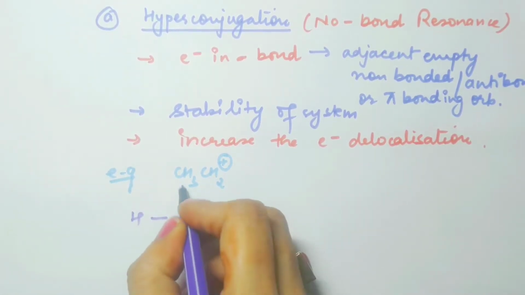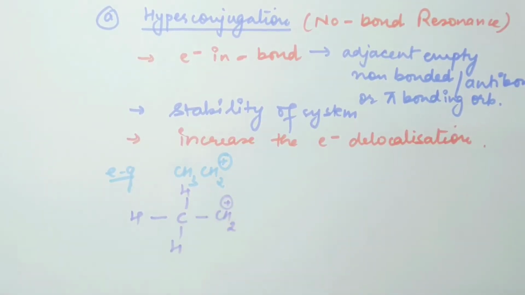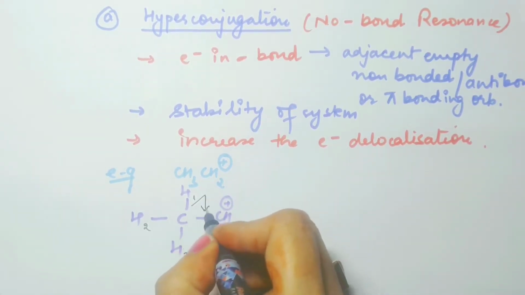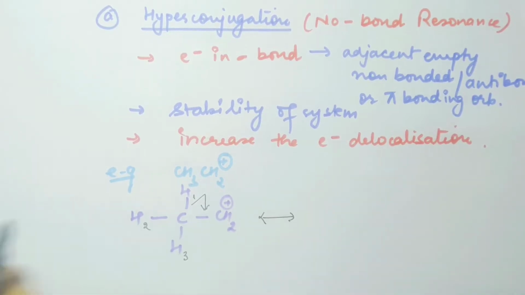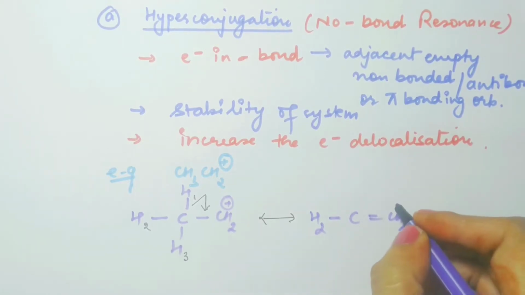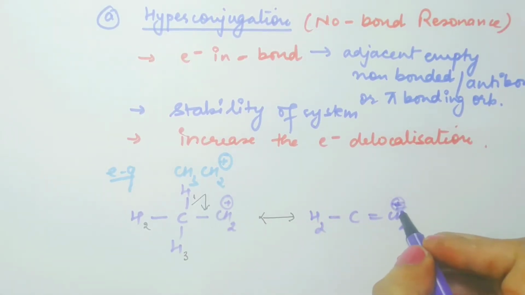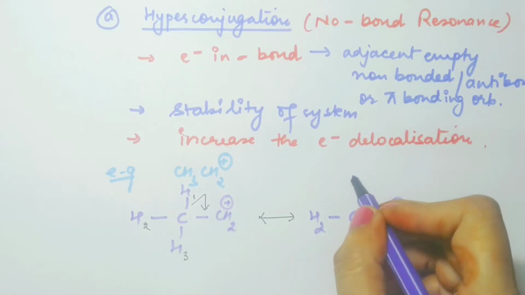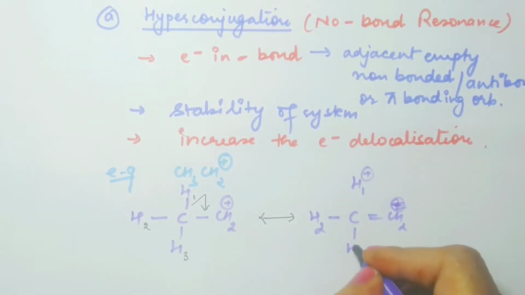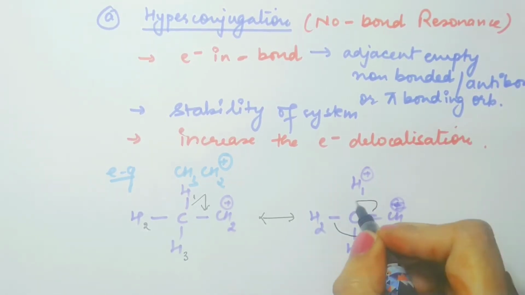How does it show hyperconjugation? See, a carbon attached with three hydrogens and then CH2 positive. We number them: this one is H1, this one is H2, and this one is H3. Here the transfer of the bond will take place from this to this, and then we observe a structure. So here we have H2, single bond carbon, double bond CH2, no positive, because we are shifting the electron now. Here there is a loss of electron, so H1 will have the positive charge, and here H3. Then further transfer of electron will take place from here to here and here to here.